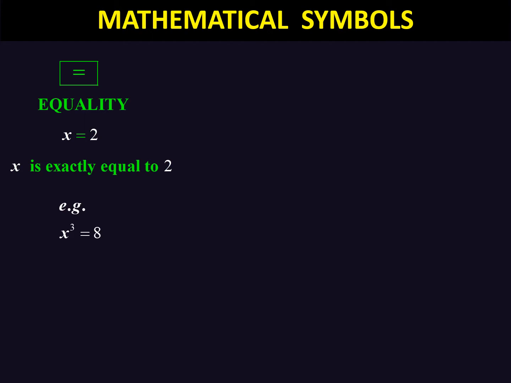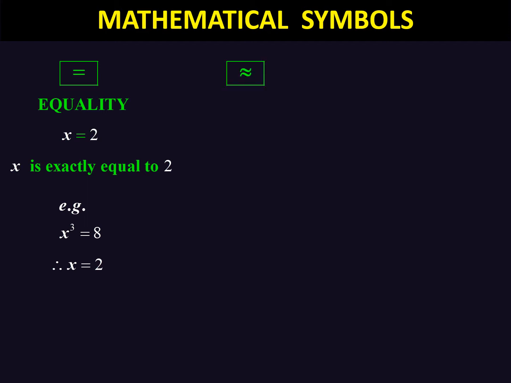Before we start, let's look at some mathematical symbols that we'll be using. Which one is this? That's right, equality. Example, x is equal to 2. X is exactly equal to 2. For example, x cubed is equal to 8. We find the value of x. That's right, x is exactly equal to 2.